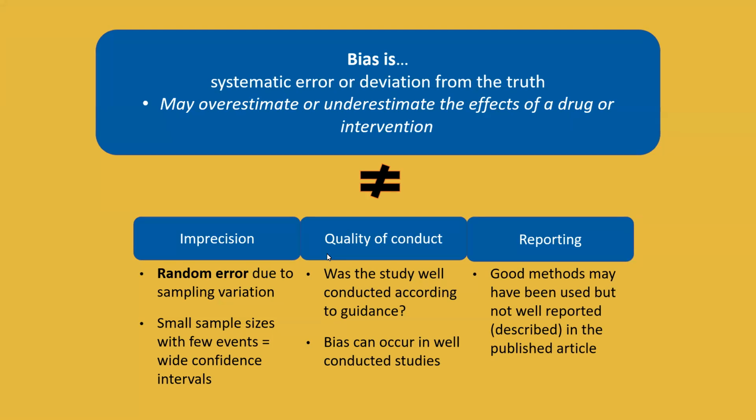And finally, bias is also not the same as the quality or comprehensiveness of reporting. Studies rarely report the methods used in great detail. So they could have used rigorous methods, even though those methods aren't described or written up in the published paper.